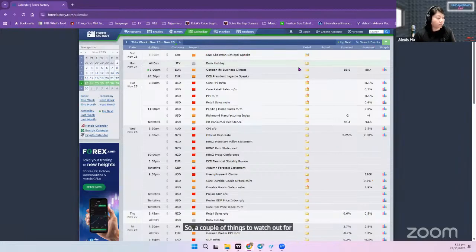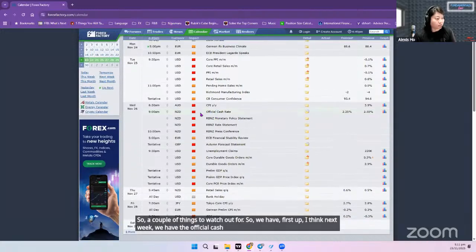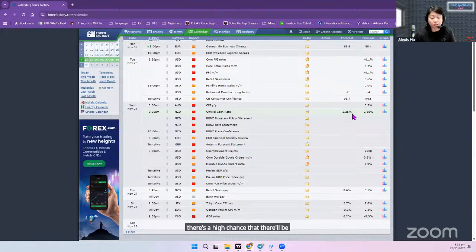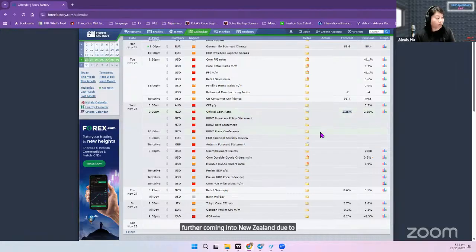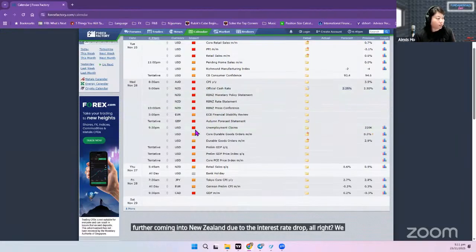First up, I think next week, we have the official cash rate from the New Zealand side, where there's a high chance that there'll be a 0.25% drop. In fact, it's already forecasted a 0.25% drop in interest rate. So we might see a little bit of retracement and softness further coming into New Zealand due to the interest rate drop. All right. We also have USD unemployment claims coming on Wednesday.